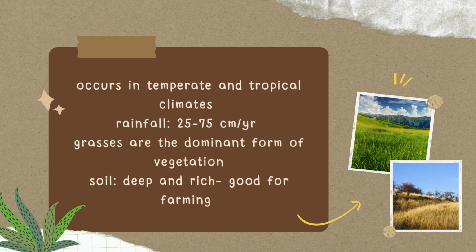Okay, and the rainfall that can be experienced here is around 25 to 75 centimeters per year. Then, when it comes to vegetation, mainly since it is grassland, we can expect that we have more grasses than trees here. Grasses occupy the dominant form of vegetation here. That's because the soil here is deep and rich. That is good for farming.